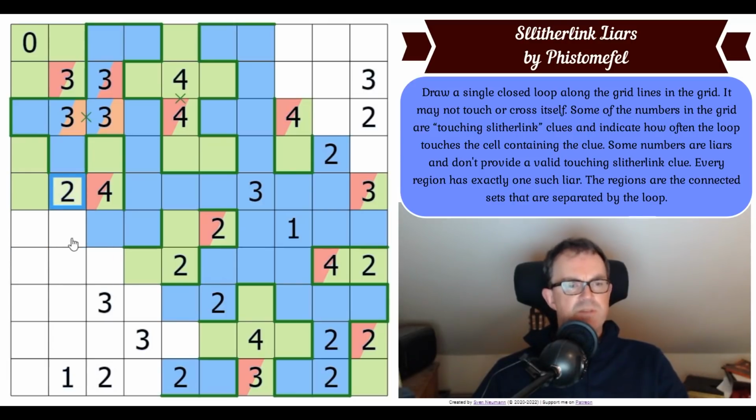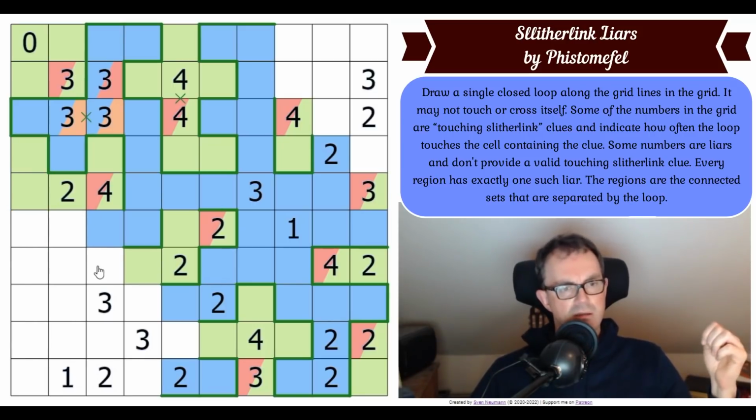So this clue must be correct, and it's a 2 clue. And we've got one loop segment drawn in. So we could have that, or we could have that. Okay. That's a loop segment that's correct.